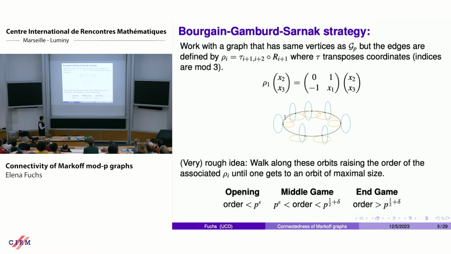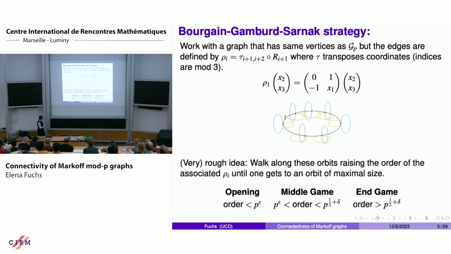So the idea is that if you're in the middle game, so if you take a triple and the order of your rho_i is between p to the epsilon and p to the half plus delta. Now epsilon and delta actually depend on p, so it's a little bit misleading. It isn't like some fixed constant, and I'll talk more about that later. Then you can play this game that I just talked about, where you walk along, you find something of larger order, you go to that, you walk along, you find something of larger order, and so on.